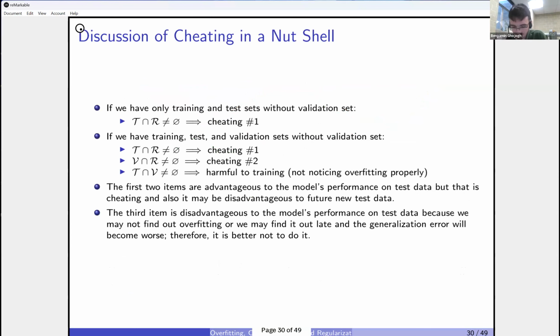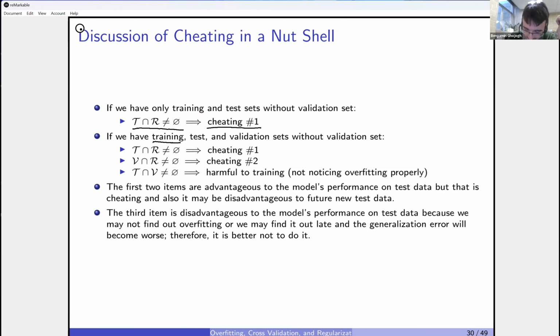Discussion of cheating in a nutshell. So we talked about two types of cheating. Now let's summarize them. If we have only training and test sets without a validation set, we can only talk about cheating number one. The training and test sets should be disjoint. Otherwise, it's cheating number one.